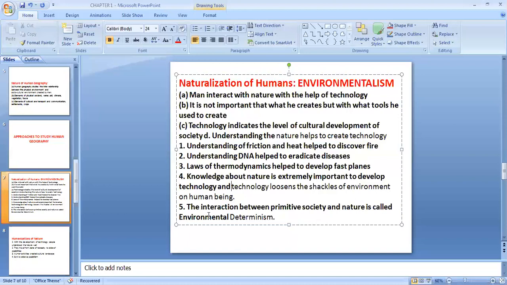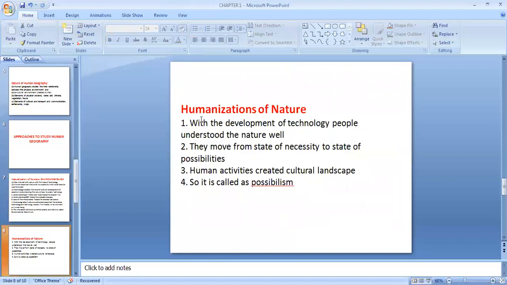Next we have another approach to study human geography, which is a little bit different, just opposite to environmentalism. That is humanization of nature. This humanization of nature is typical because it does not follow the environmental rules. Whatever the environment is deciding, it is doing against that.